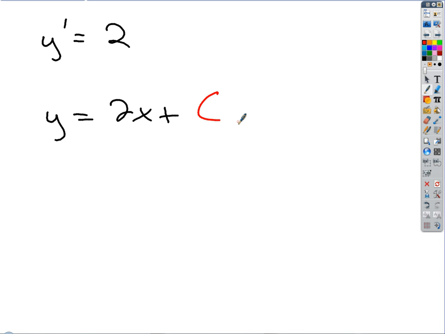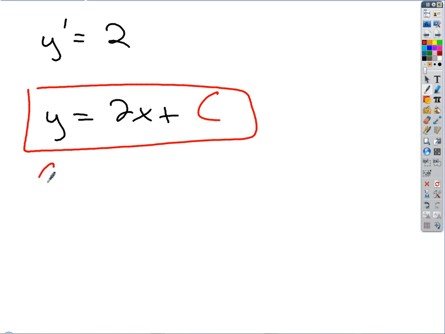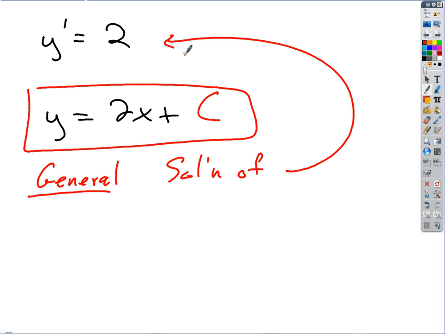So then what we would say is this right here is the general solution of that differential equation. Okay. It's general because we haven't pinned it down.